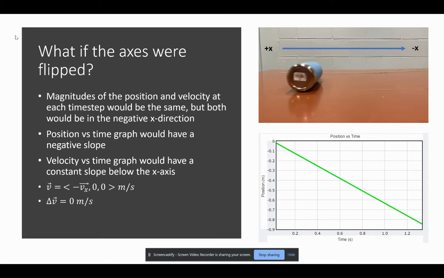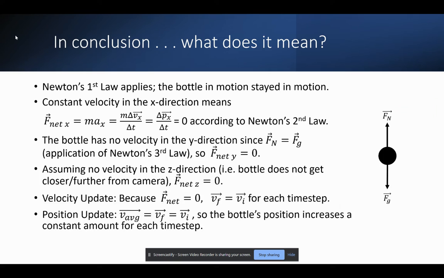Now, if the axes were flipped, the magnitudes of the position and the velocity at each time step would be the same, but both would be in the negative x direction. The position versus time graph would have a negative slope, as shown in the bottom right, and the velocity versus time graph would have a constant slope below the x-axis. In equation form, this would be expressed as v equals negative v sub x 0, 0 meters per second, and delta v equals 0 meters per second still.